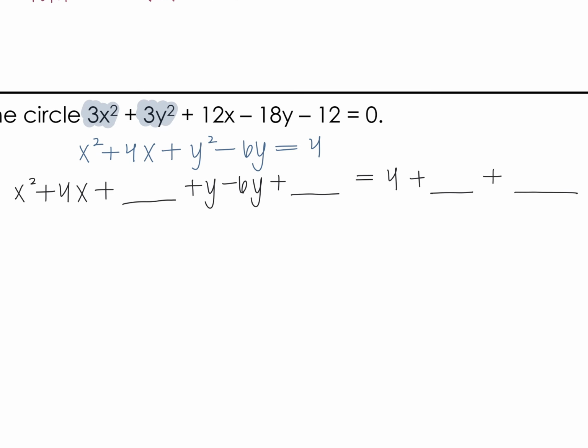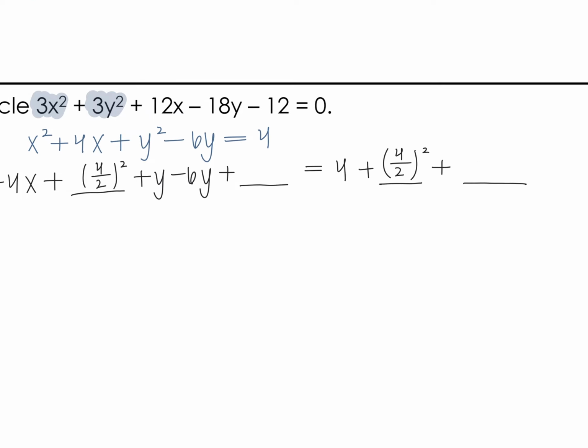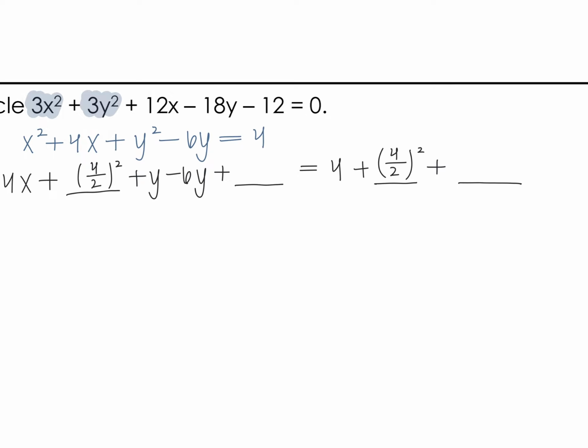All right, so to figure out what I'm going to be adding to both sides, I've got that 4 divided by 2, and then squaring it, and then doing the same thing over here. Then I've got, for my y to complete that square, oh, and I just realized I forgot y squared, my bad. We would take that negative 6 divided by 2, and then square that. And add it to both sides.